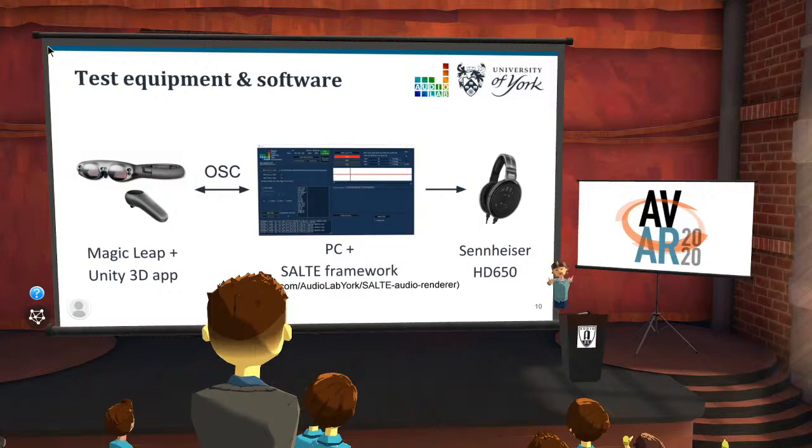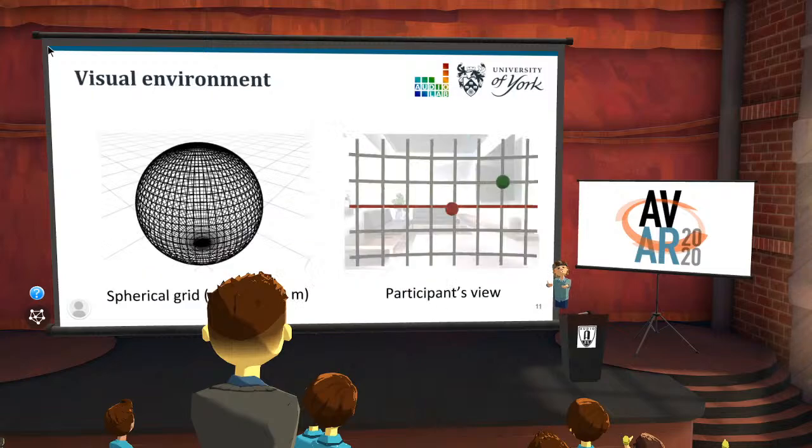So our test equipment and software consisted of the Magic Leap headset running a Unity 3D app that provided the 3D environment. On another machine, we ran the Salty framework, which is custom software for running listening tests. This software is available on GitHub if someone is interested in using it. It is developed in our lab. We used Sennheiser HD650 headphones to play back our stimuli. The test control and data collection was done by that C++ software called Salty.